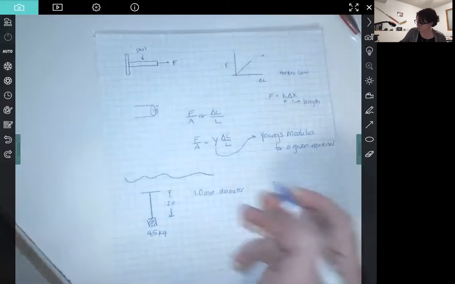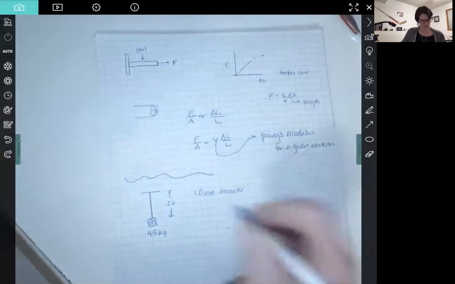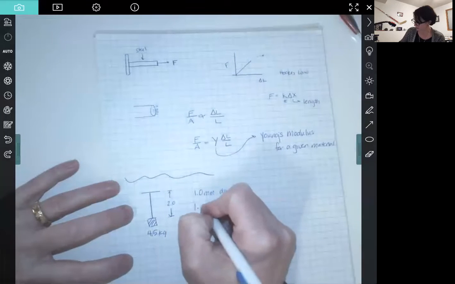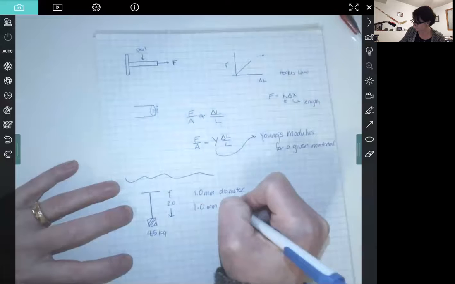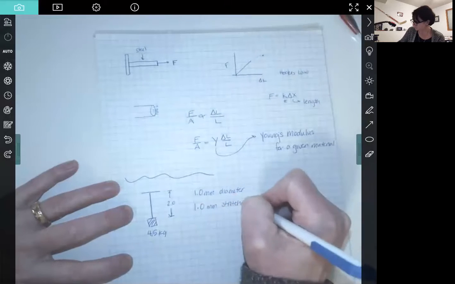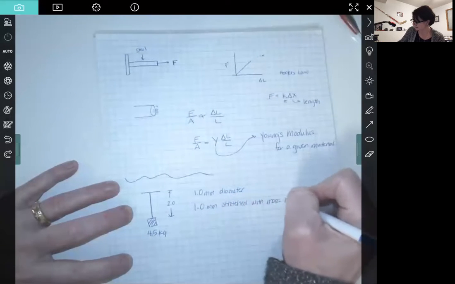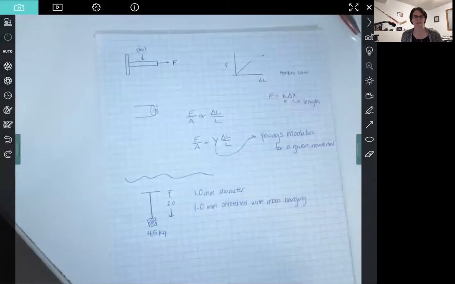Well, let's say we stretch the wire by 1 millimeter. I saw 2 millimeters in my example and I started to think I was looking at the wrong thing. So we stretch the wire by 1 millimeter with the mass hanging. What is Young's modulus for this material?